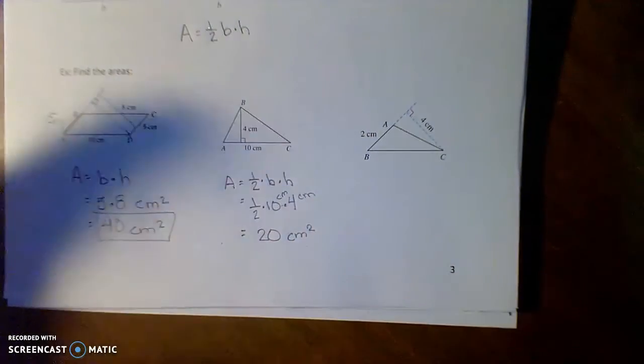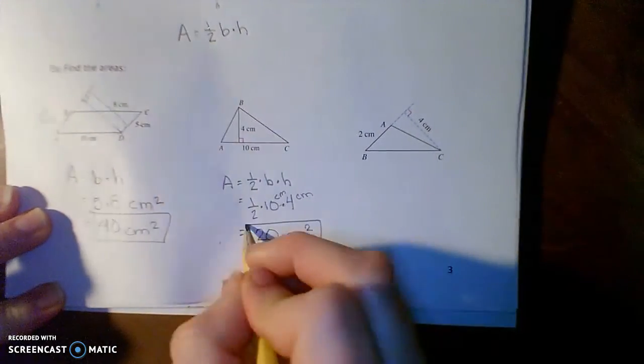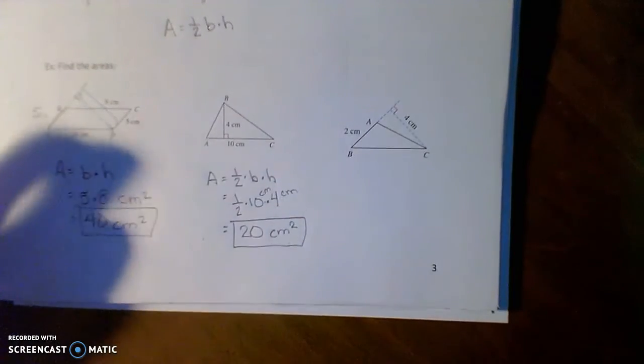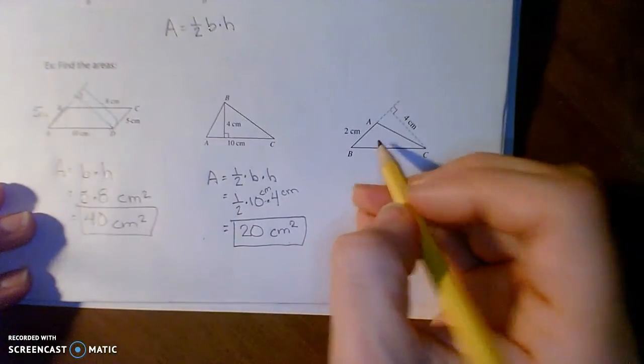Centimeters times centimeters is centimeters squared. So you never really have to guess at what your units are if you use them in your calculations. All right, one more. Here's a triangle.